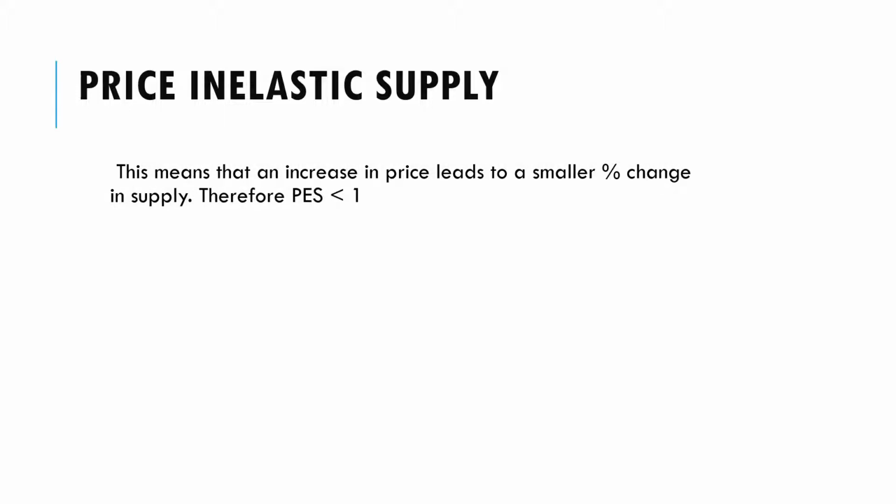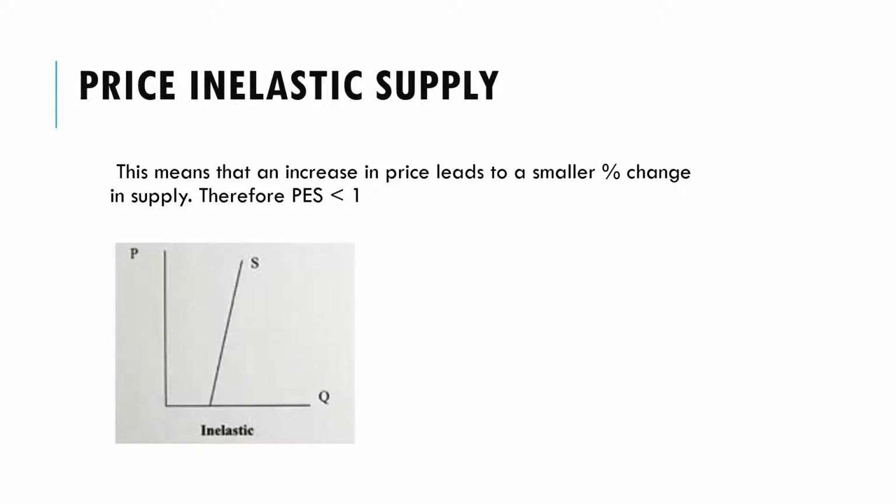So what might price inelastic supply look like or mean? Well, it means that an increase in price will lead to a smaller percentage change in supply. So the price elasticity of supply coefficient is less than 1. How might that look in terms of our supply curves? Well, we're talking about a kind of vertical supply curve here, an inelastic supply curve, where we can see that as price goes up, there is not much change in the quantity supplied. Again, a nice way to remember that is it looks like an I for inelastic. Perfectly inelastic would be a vertical supply curve.